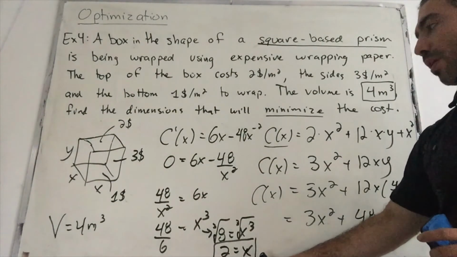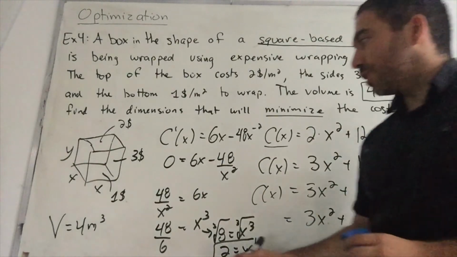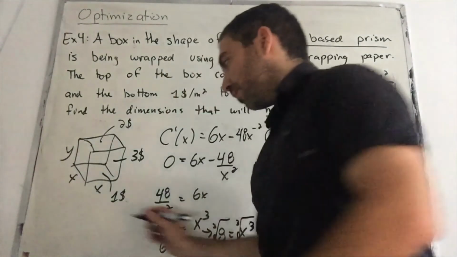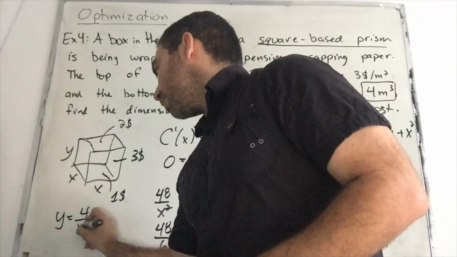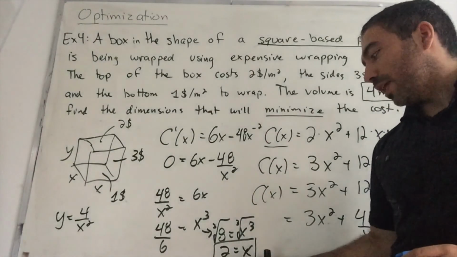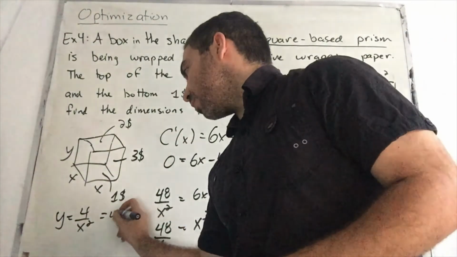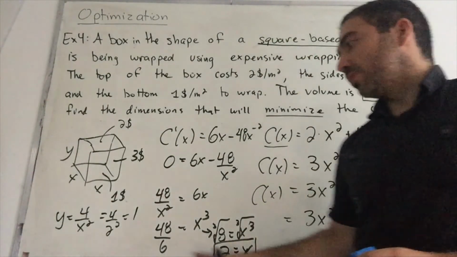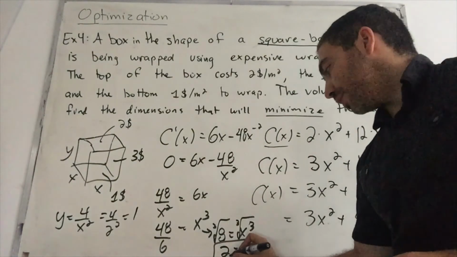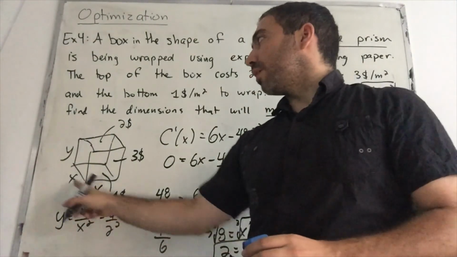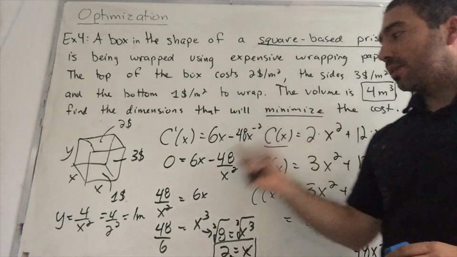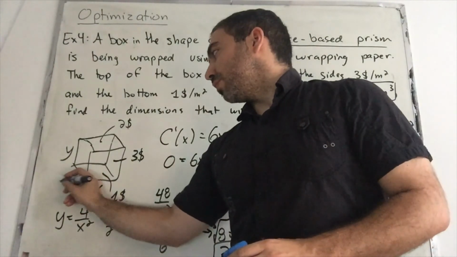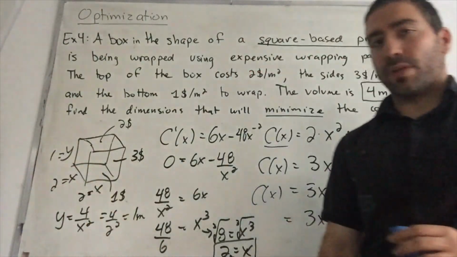Now we have to find the value of y. So I erased the equation, but y equals 4 over x squared. That was from before, our volume formula. And we know x is 2 now. So this is 4 over 2 squared. 2 squared is 4. 4 divided by 4 is 1. So the x value is 2. Let's put the units, 2 meters. And the y value is 1 meter. Okay. So the dimensions to minimize the cost is going to be the base 2 by 2 by 1 meter. Okay. And that's the answer.